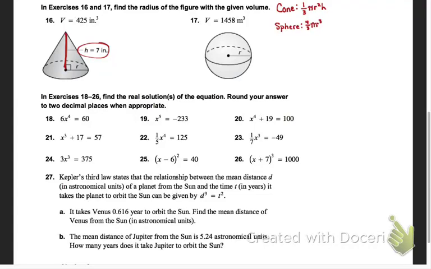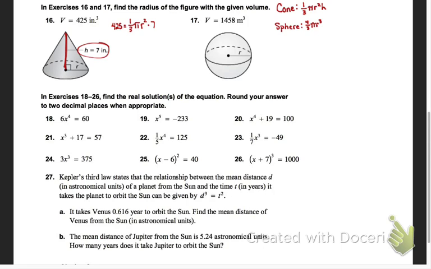The volume's given, so I'm just going to do the cone because it's the first one. So I'm going to have 425 equals 1/3 pi r squared times, I'm going to go ahead and put the 7 there, because it's given to me.